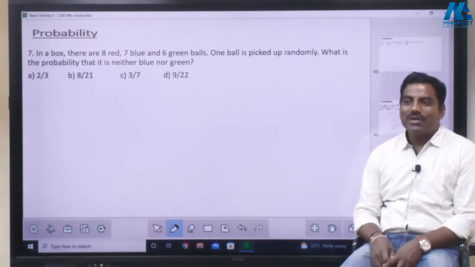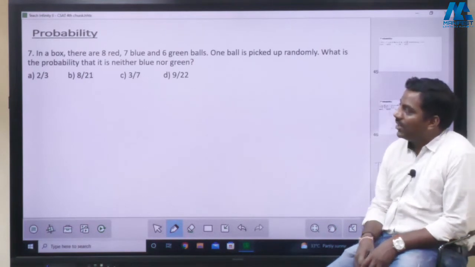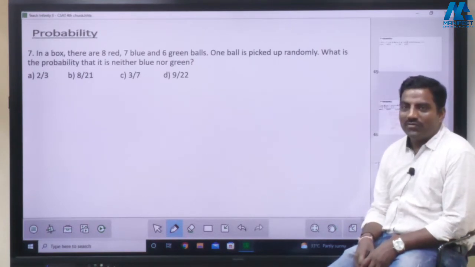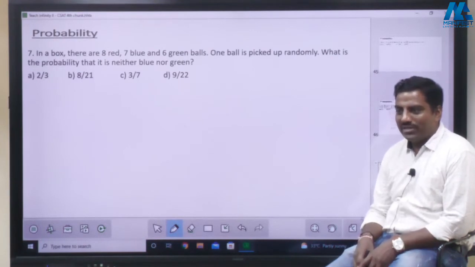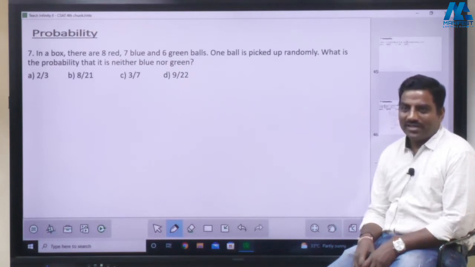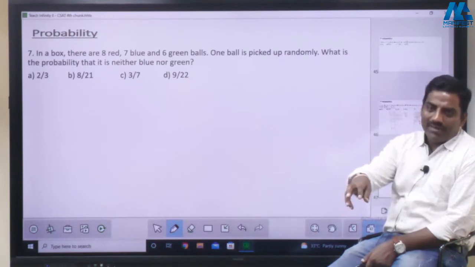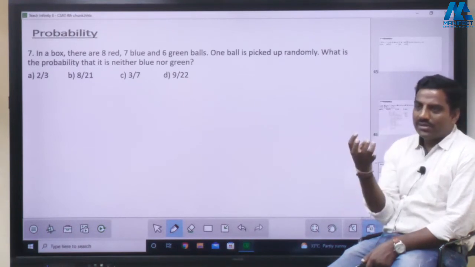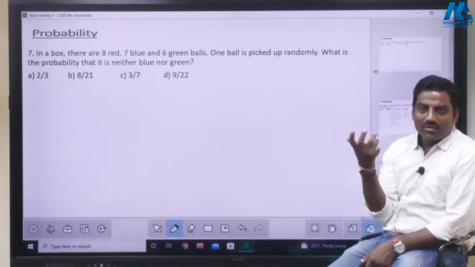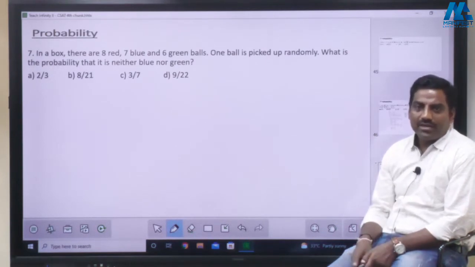Simple, no? 8 divided by 21. Don't confuse yourself, okay? That is the answer, 8 by 21. You might overthink, why will UPSC give this simple question? So basically, when you put your hand in the bag, it should not be blue or green, which means it should be red. So red possibility is 8 by 21.